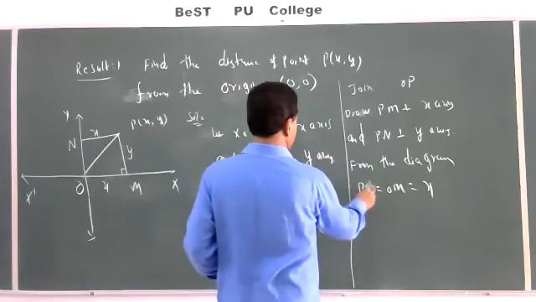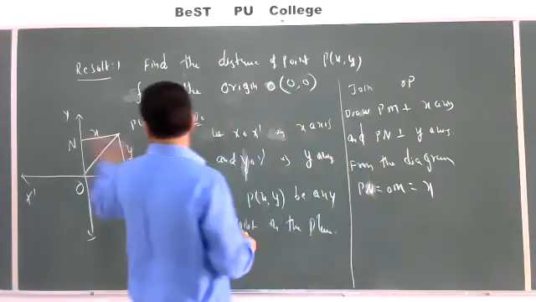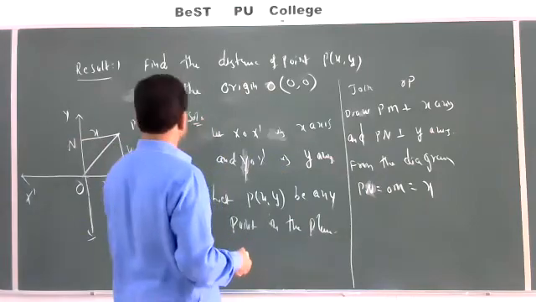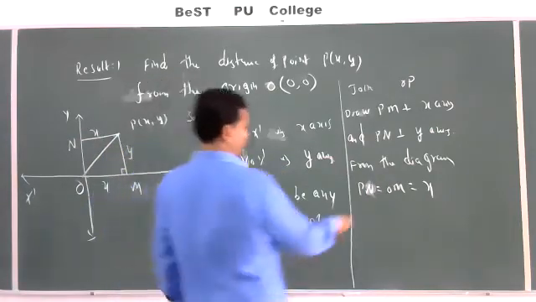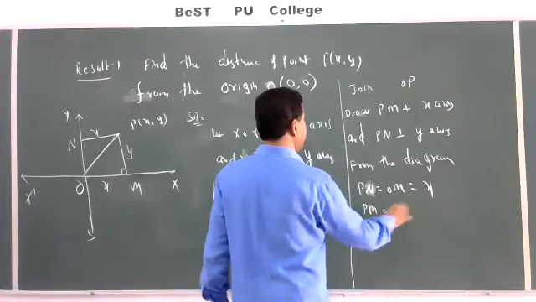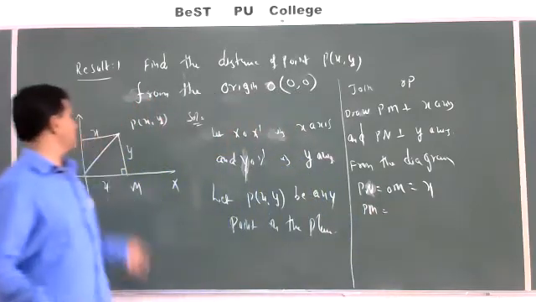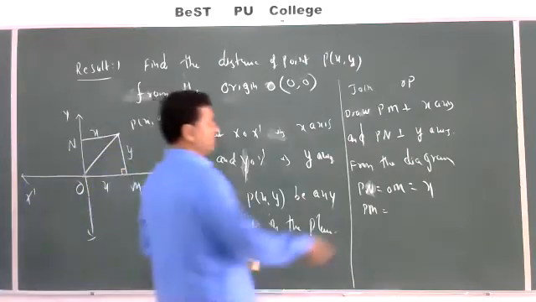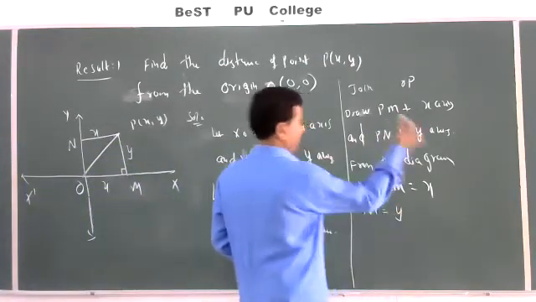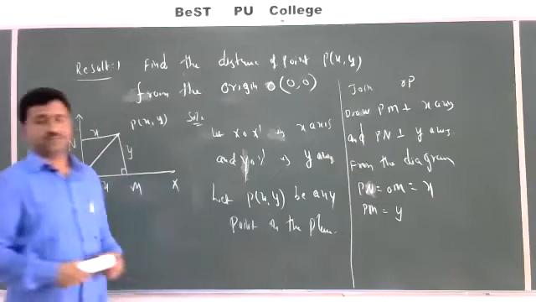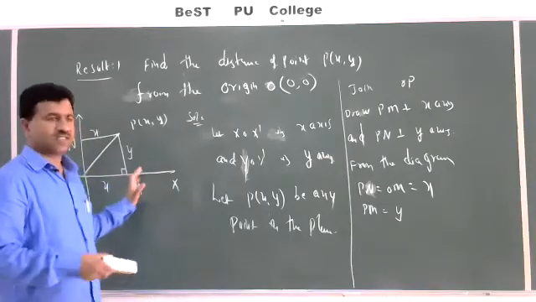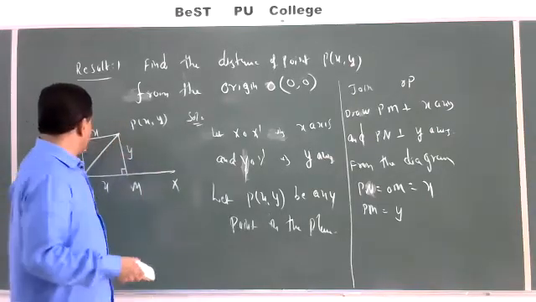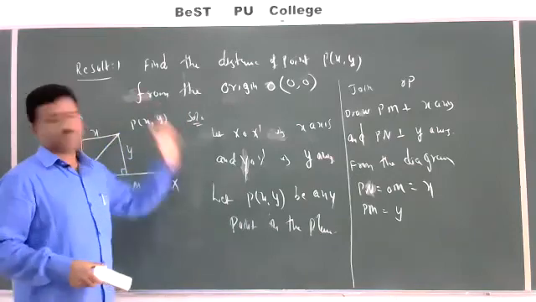PN is equal to OM, that is x. PM is equal to, what is PM from the diagram? Perpendicular distance of the point from the x-axis. What is that value? It is y. This is the descriptive part. You have 5 marks questions, all these things. For that, first a diagram and a neat explanation.